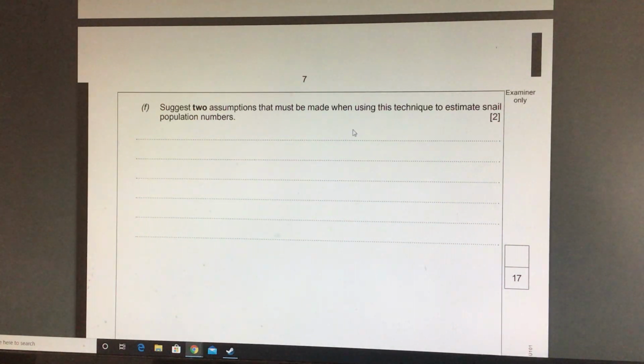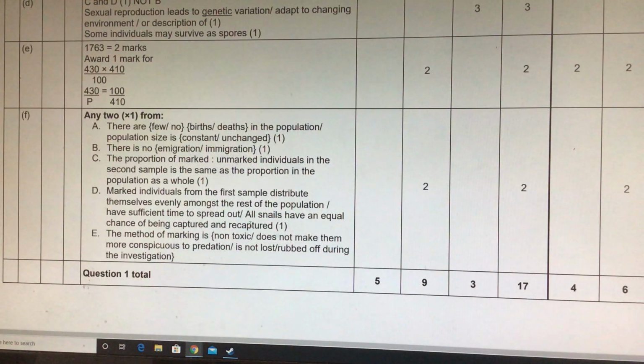The second one seems to have been a bit harder to get. Will my snail mingle with the normal population the same way? Will they have enough time to mingle before being recaptured? As mark scheme, it lets me, I just need to pick 2 of those, or you need to get 2 of those. Oh, that one was done pretty well as well, actually, the births or deaths rate.